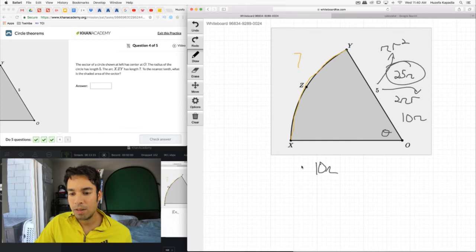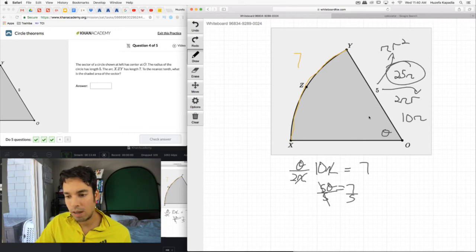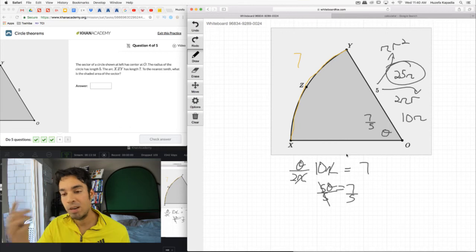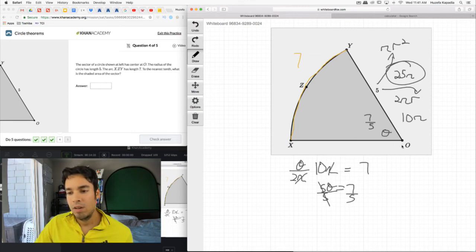So 10 pi times theta over 2 pi equals 7. Cross off the pi's, and 10 divided by 2, we get 5 theta equals 7. So this theta is 7/5. Remember, that's in radians. So that's approximately, maybe 100, no, what is that? 1.2 and then 6. So it's like maybe 60 degrees, something like that, I'm guessing. Okay, so now we've got 7/5 radians.